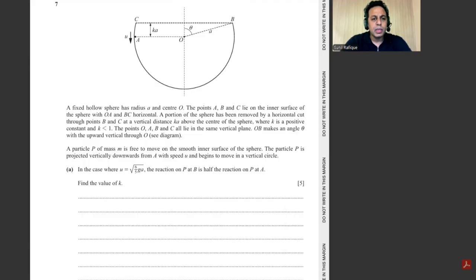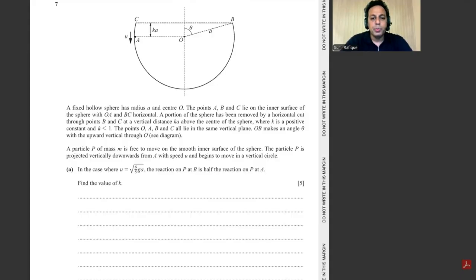Question 7. A fixed hollow sphere has radius a and center O. The points A, B, and C lie on the inner surface of the sphere with OA and BC horizontal. We can see OA and BC horizontal. A portion of the sphere has been removed by a horizontal cut through B and C at a vertical distance ka above the center of the sphere. So there's a cut made here, where k is a positive constant and k is less than 1.